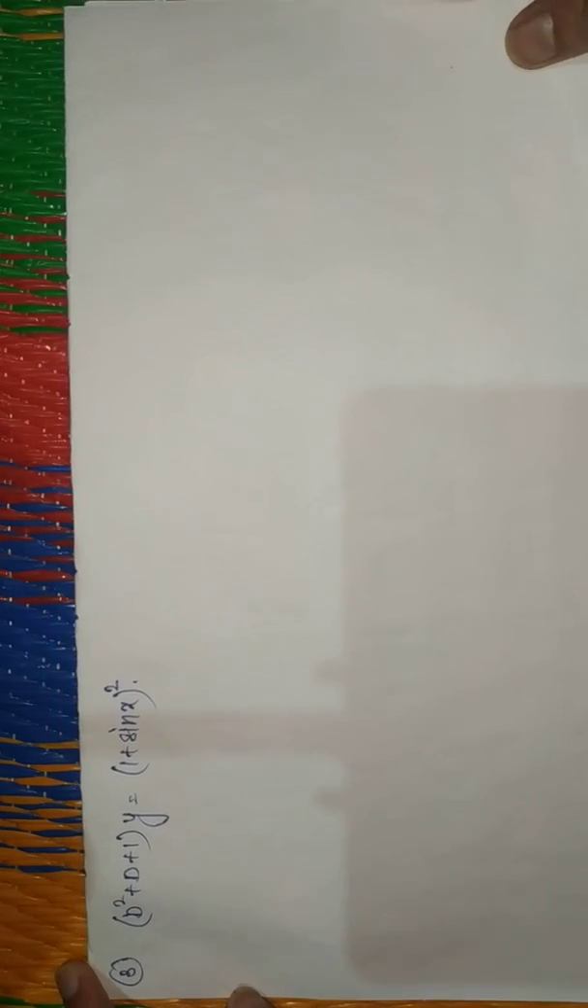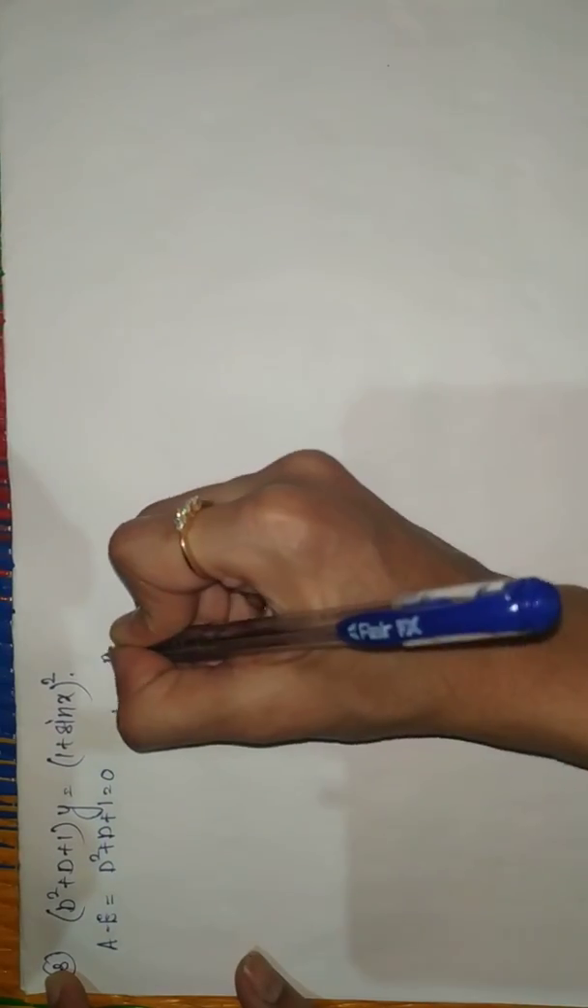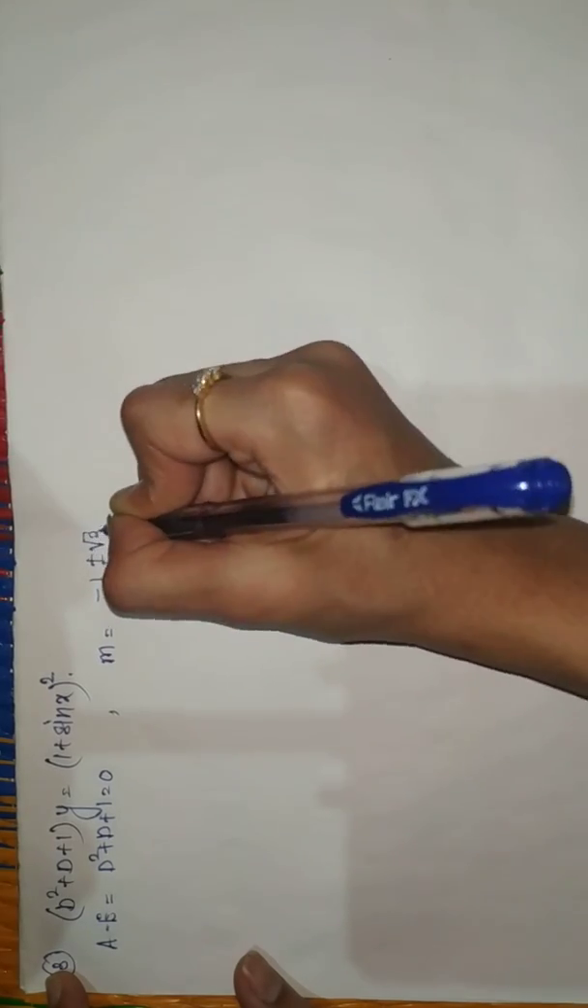Okay, now let's see this differential equation. Again we have to find a complementary function. So for that, let's consider the auxiliary equation, which is D square plus D plus 1 equals 0. You can find the roots of the auxiliary equation, which will be minus 1 plus or minus root 3i by 2.